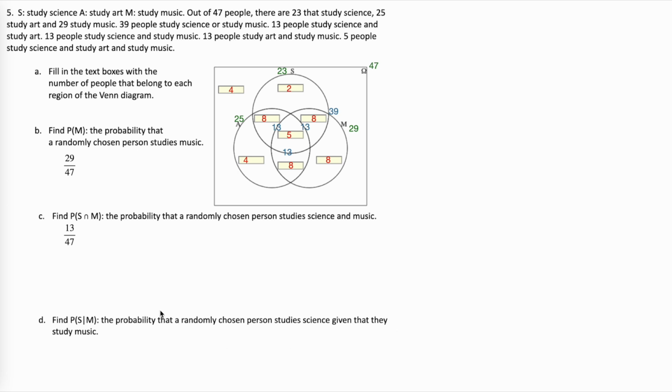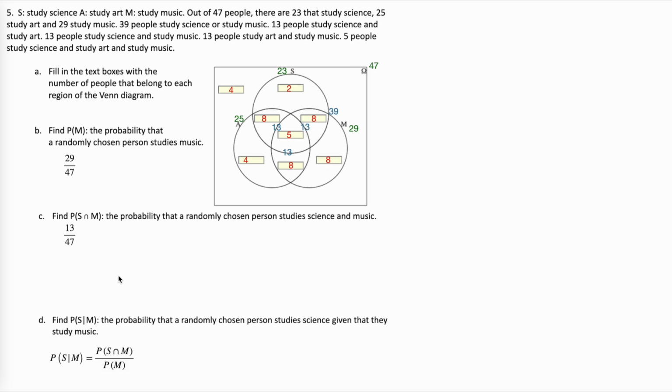Find the probability of S given M, the probability that a randomly chosen person studies science given that they study music. You can figure this out logically. They study music. What's the probability that they also study science? There are 29 people that study music, and there are 13 people that study science and music. The people that study science within the music circle is 13 out of the 29.